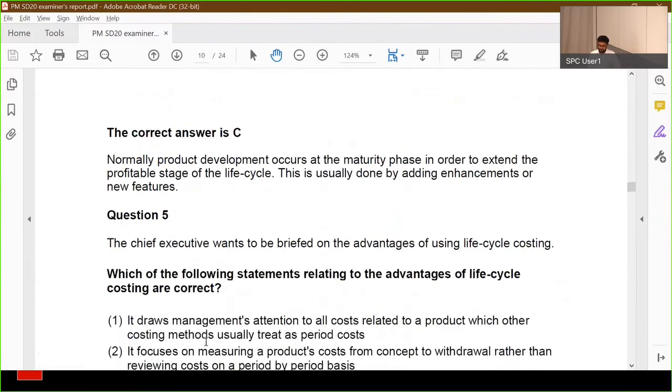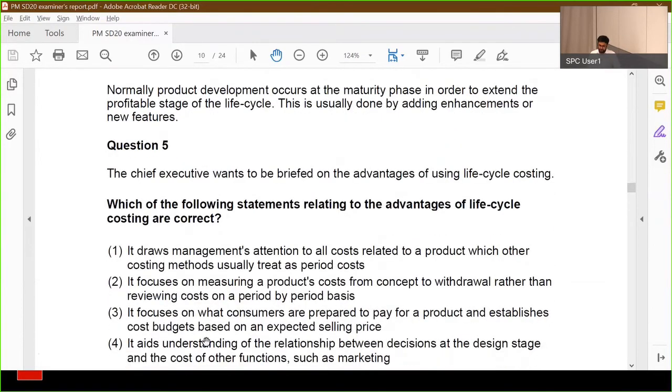Last question. The chief executive wants to be briefed on the advantages of life cycle costing. Which of the following statements regarding advantages of life cycle costing are correct? So straight question about advantages. Statement number 1, it draws management's attention to all costs related to a product which other costing methods usually treat as period cost. True.